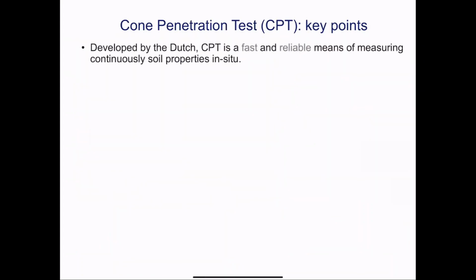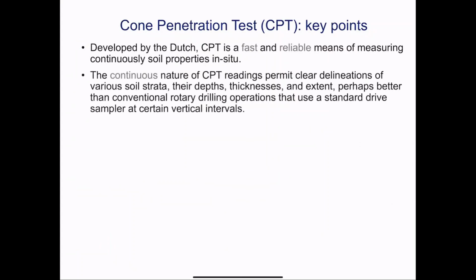Now, some key points I mentioned. This was, of course, historically developed by the Dutch. The advantage of CPT is you get continuous profiles of strength and stiffness. Just like SPT, we can correlate sleeve friction, tip stress, and pore pressure with engineering parameters that are useful for us to assess whether ground improvement was successful.